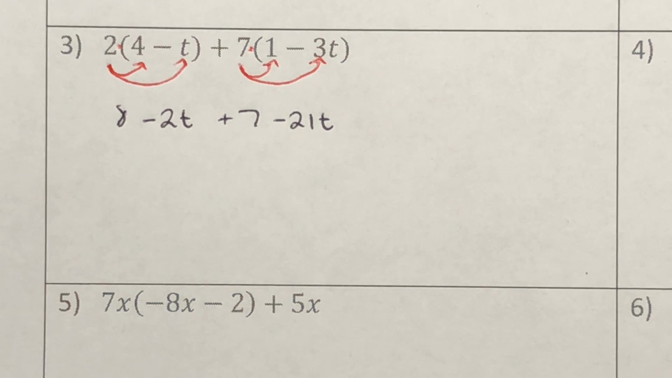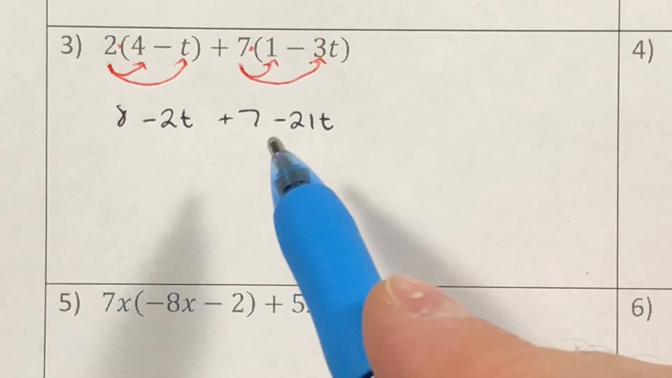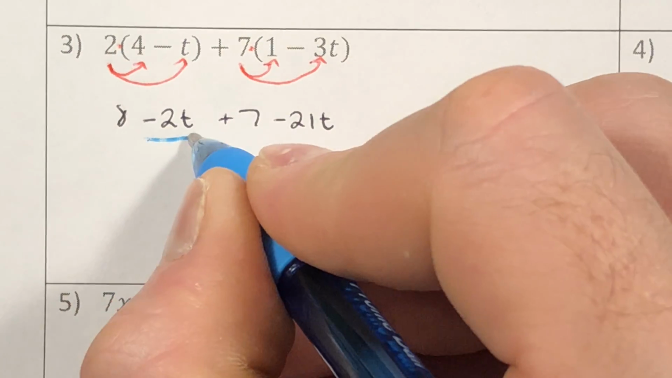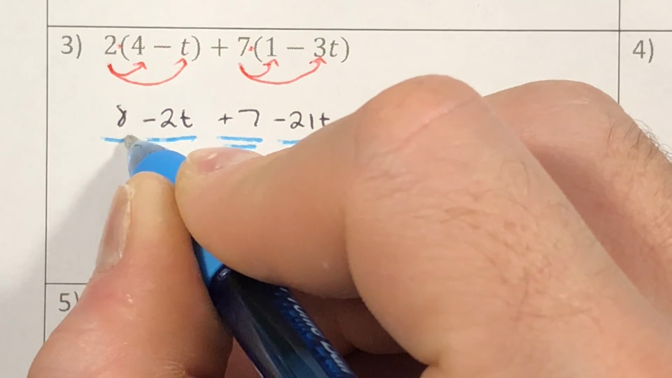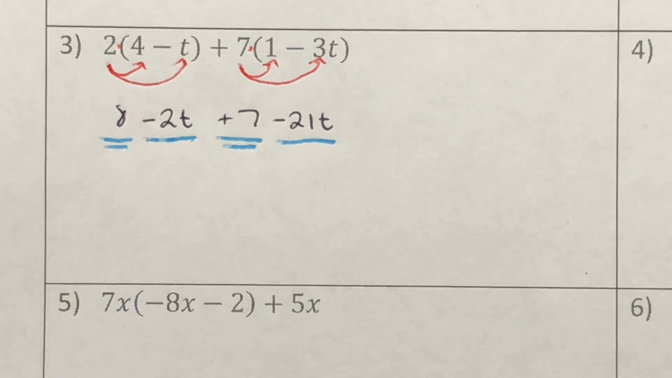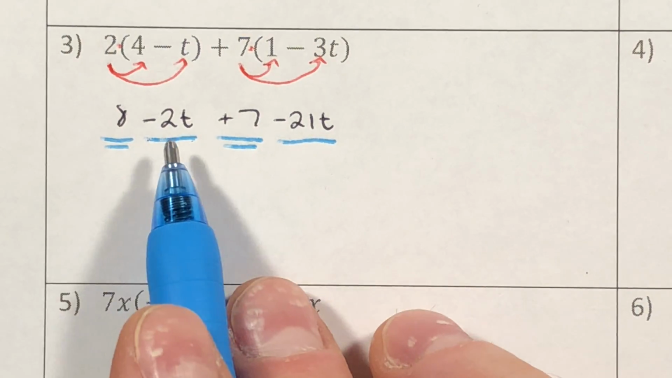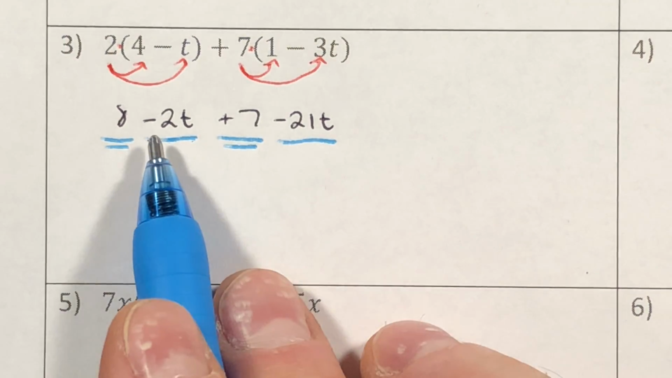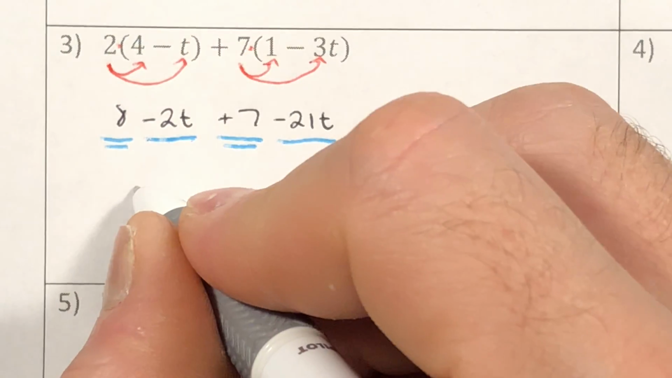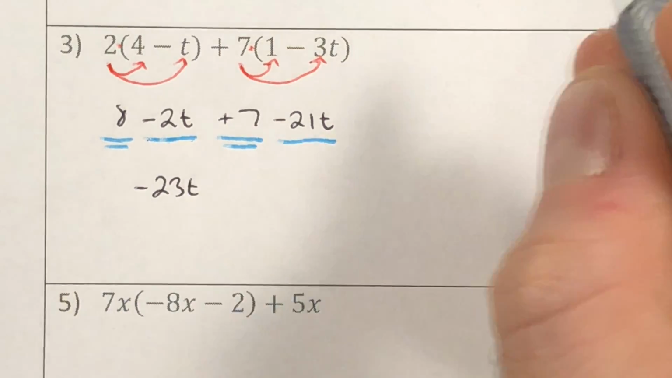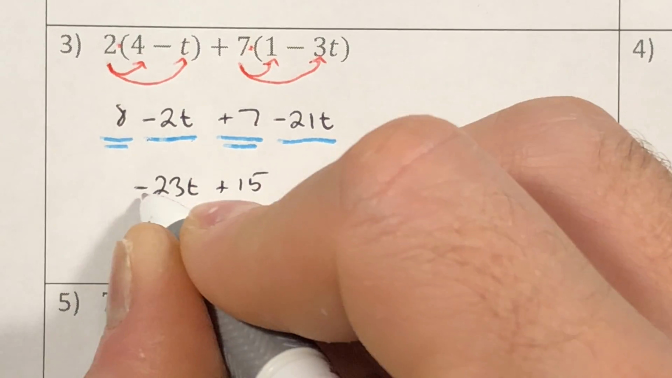The next step is combination of terms, or addition and subtraction. So I multiplied. Now I'm going to do the addition and subtraction. I notice that my t terms and my constants can each be combined with another term. So my 8 and my 7 are both constants, and my negative 2t and my negative 21t. I'm going to combine my t terms first, which is going to give me a negative 23t. My 8 and my 7 are going to give me a 15.